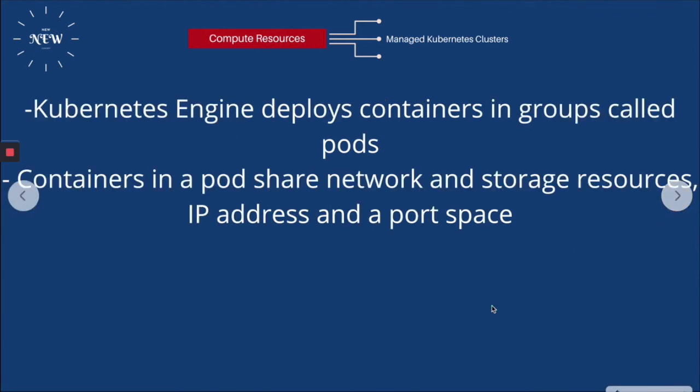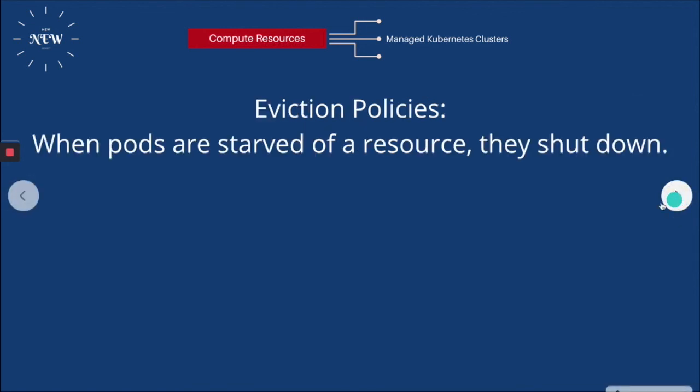Kubernetes Engine deploys containers in groups called pods. This is extremely important. These pods have the same network, same storage resources, same IP address, and the same port space. This is very vital for the exam. We also have something called an eviction policy, which means that if your pods are starved of a resource and they can't perform as they should anymore, they're shut down and new ones are created, which makes this highly available.